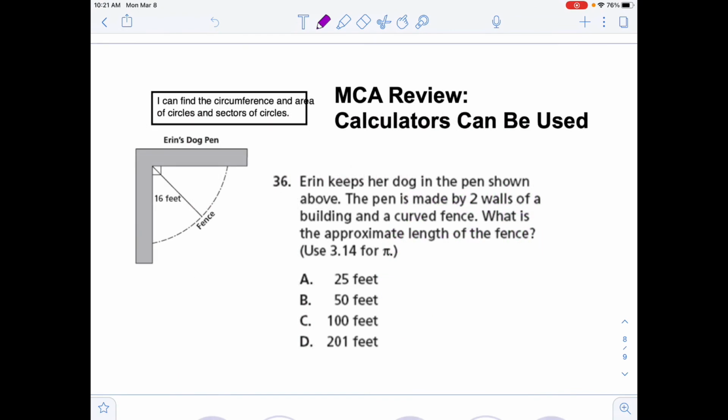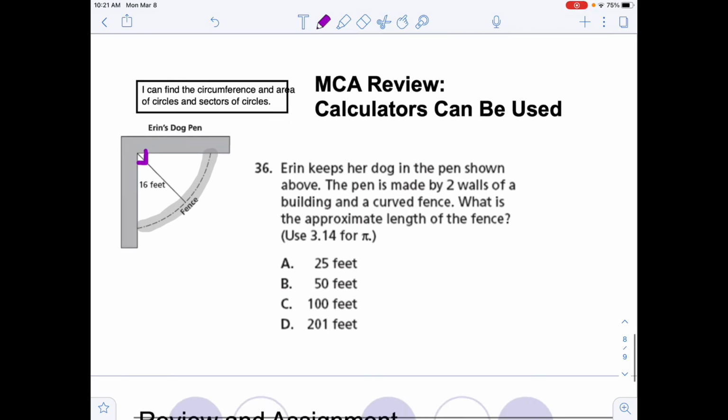This problem here is an example of something you would see on the MCA. So it says, Erin keeps her dog in the pen shown above. The pen is made by 2 walls of a building and a curved fence. What is the length of the fence? So our job is to figure out this curved length of the fence. What I'm going to do here is I am going to use the circumference, and I'm going to divide it by 4. I know that this is 1/4 of the circle because I have this 90-degree angle here. And there's 4 90-degree angles in a 360-degree circle.